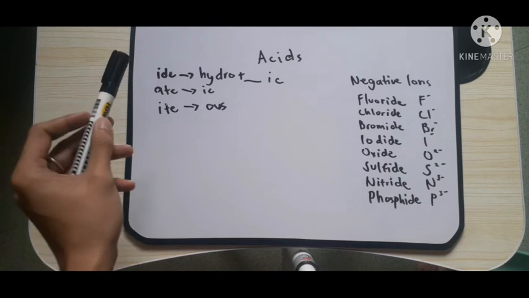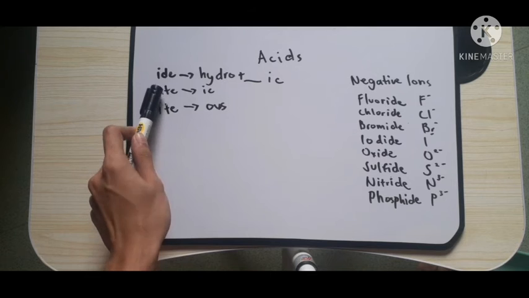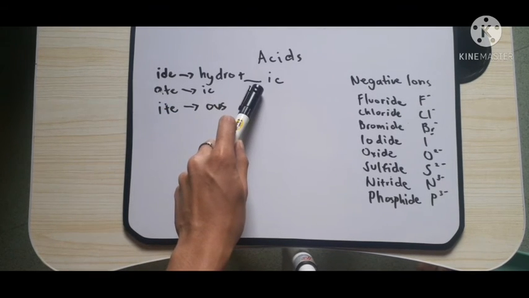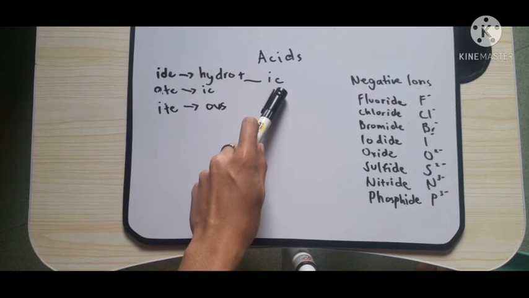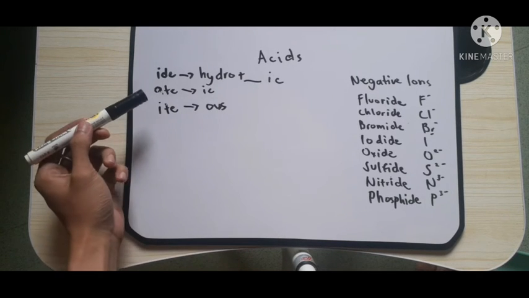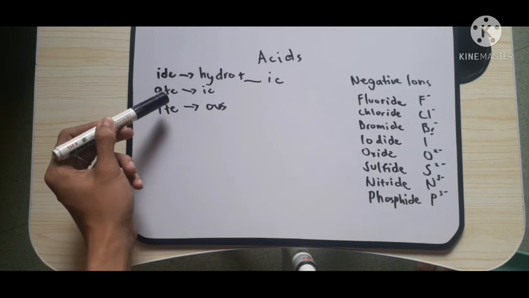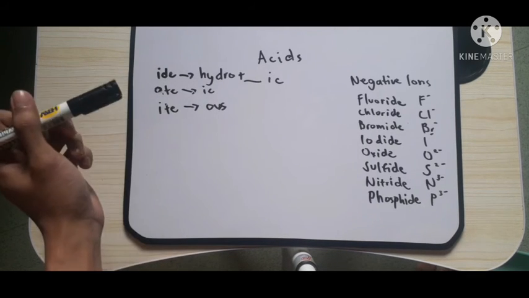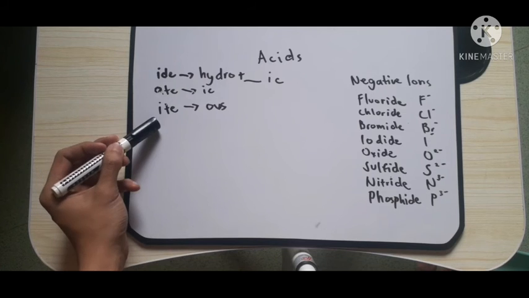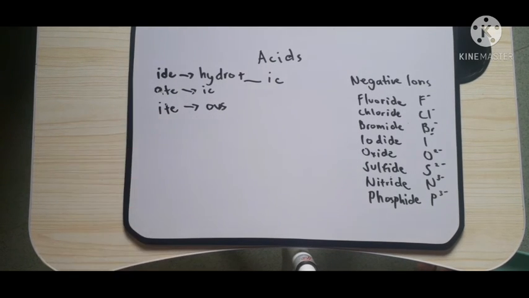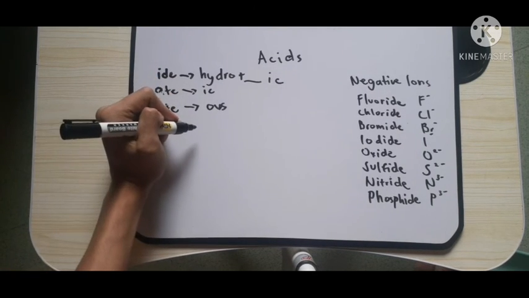If the negative ion ends with -ide, we will be adding hydro- at first, plus the root word of the negative ion, and add -ic at the end. While if the negative ion ends with -ate, we will be replacing -ate with -ic. Then lastly, if the negative ion ends with -ite, we will be replacing -ite with -ous. Now, let's have an example. For example, we have HCl.